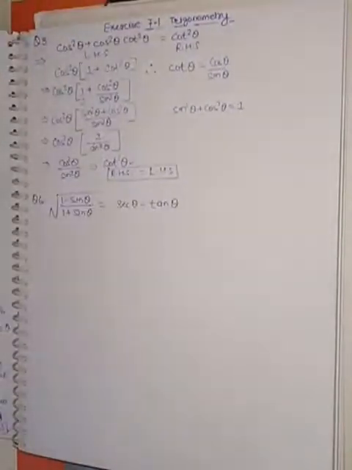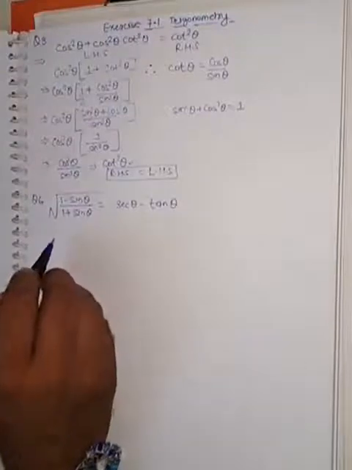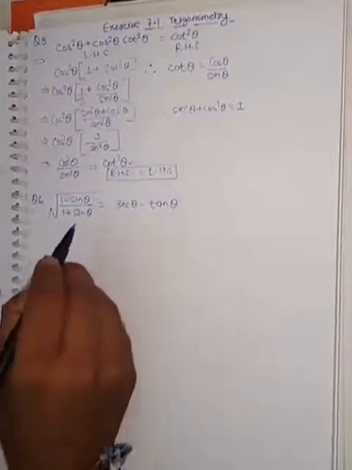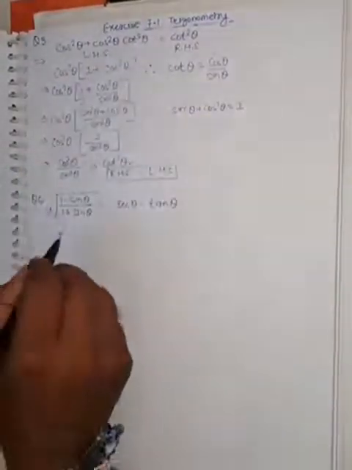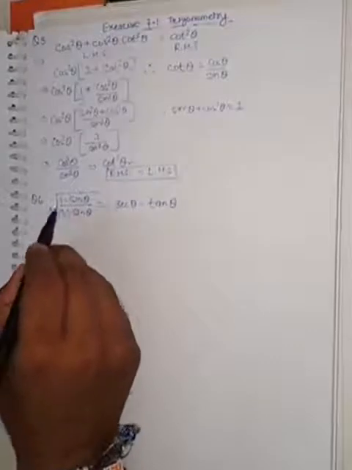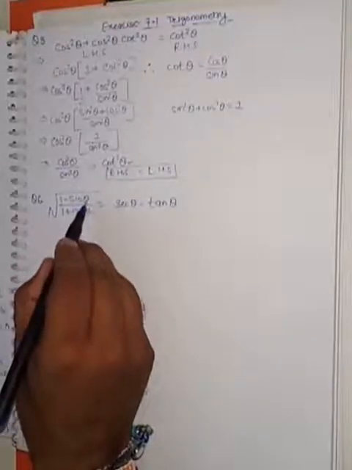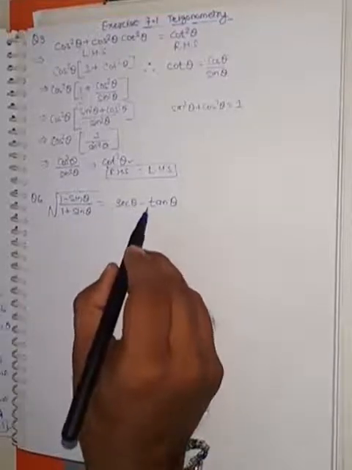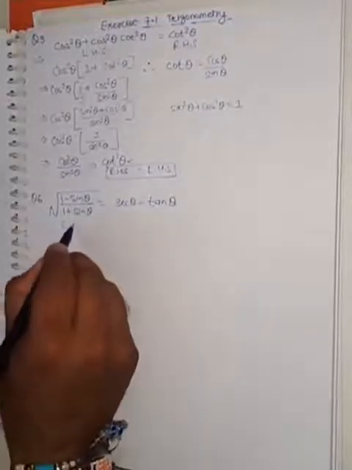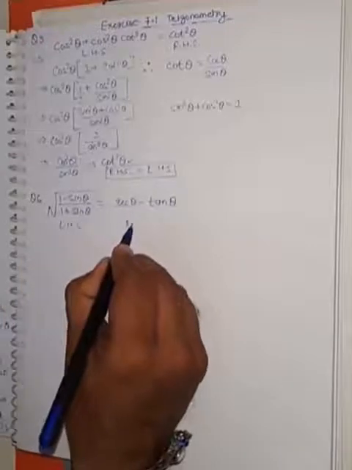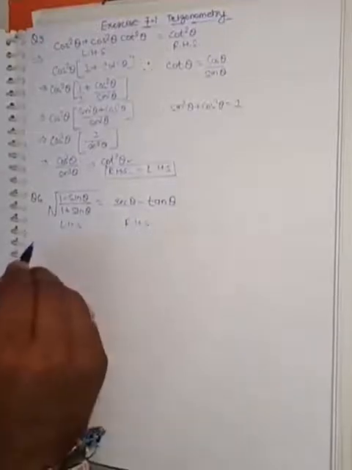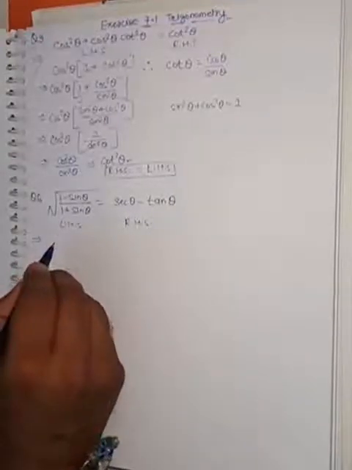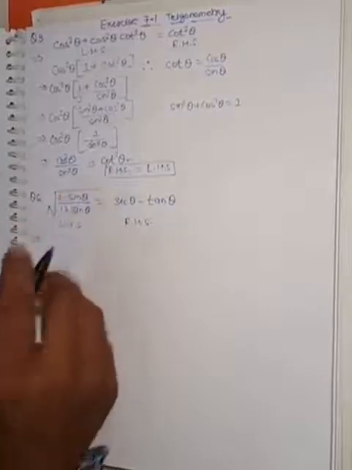Hello students, our next question is question number 6 from exercise 7.1: under root (1 minus sine theta) divided by (1 plus sine theta) is equal to sec theta minus tan theta. We need to prove that the left hand side equals the right hand side. The same process will be used to solve this problem. We start from our left hand side.